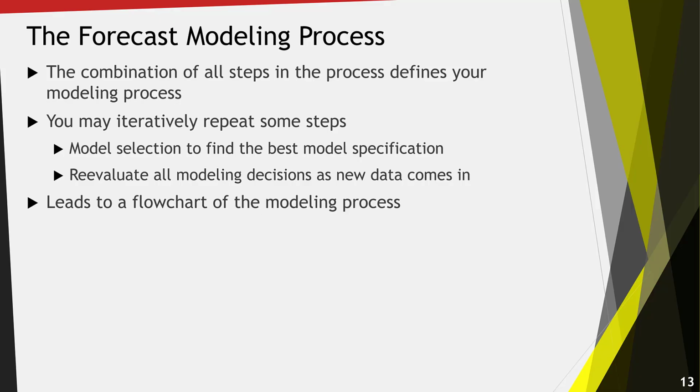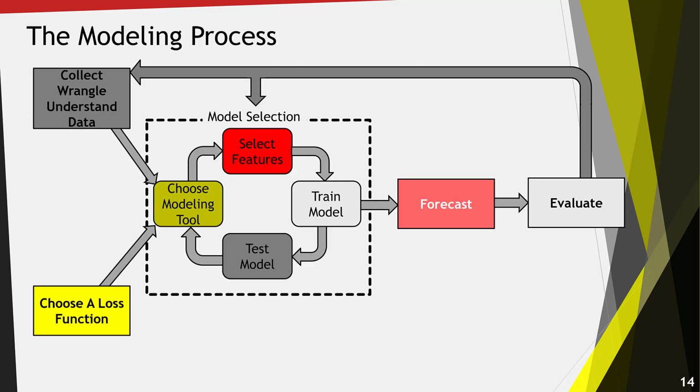The combination of all these steps in the process defines your modeling process. You may iteratively repeat some of these steps. In particular, you might go through model selection many times to find the best model specification, the best set of features to include in your model. You may also reevaluate all of your modeling decisions as new data comes in. But this iterative process is what leads us to this modeling process flowchart.